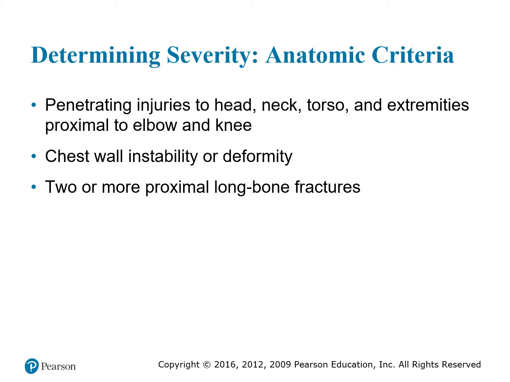Also, if you have two or more proximal long bone fractures, okay, that means the humerus or femur long bones. So if you have two or more humerus fractures or two or more femur fractures, right? So maybe that's two femurs and a humerus, or two femurs, or a femur and a humerus. Whatever the combination there is of two or more proximal long bone fractures, that's another anatomic criteria for a patient with a severe trauma.